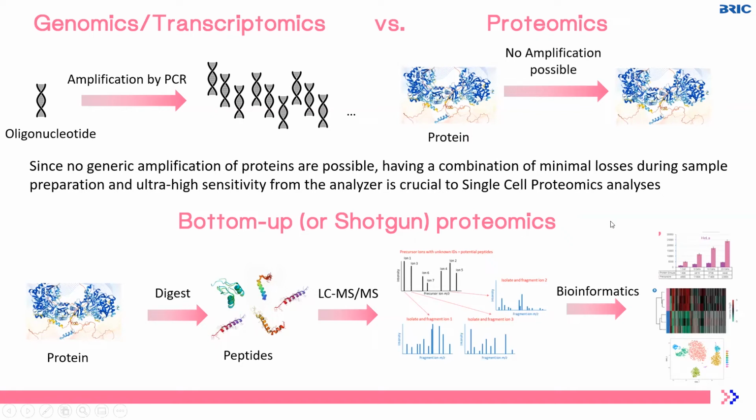The approach we are using is called bottom-up or shotgun proteomics. We take the cells, we lyse the cells, we obtain the proteins, then we digest the proteins to obtain peptides, and those peptides are injected into a liquid chromatography system that is connected to an MS system. The peptides are going to get fragmented, and then the fragments will get fragmented again. And then using bioinformatics, we are able to detect and quantify the different peptides and proteins that were present in the sample.